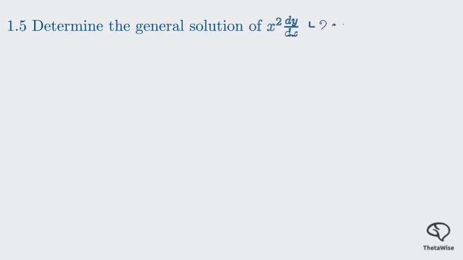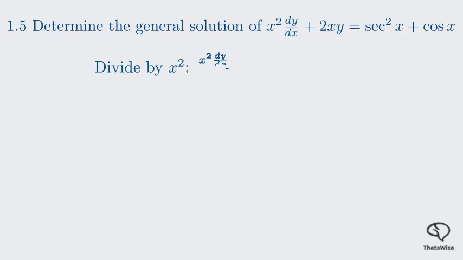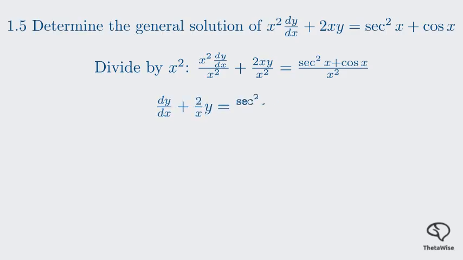Question 1.5 might look a bit different from the ones we've done so far, but it's another linear first-order equation. We need to find the general solution of x squared dy/dx plus 2xy equals secant squared x plus cosine x. Again, our first step is to get the equation into standard form, dy/dx plus P(x)y equals Q(x). We must divide every term by the coefficient of dy/dx, which is x squared. This gives us dy/dx plus 2/x times y equals (secant squared x plus cosine x) all over x squared.